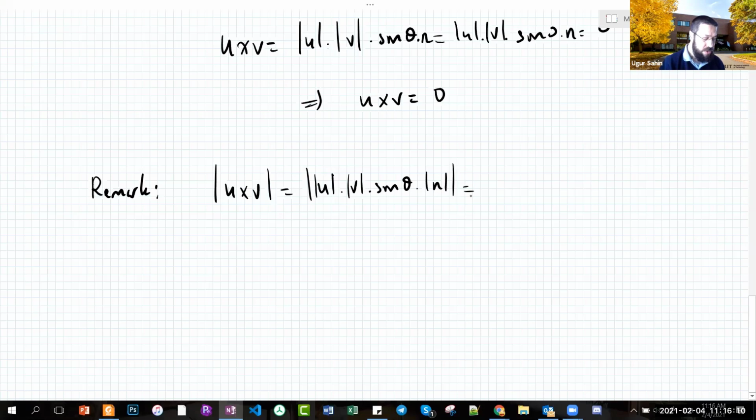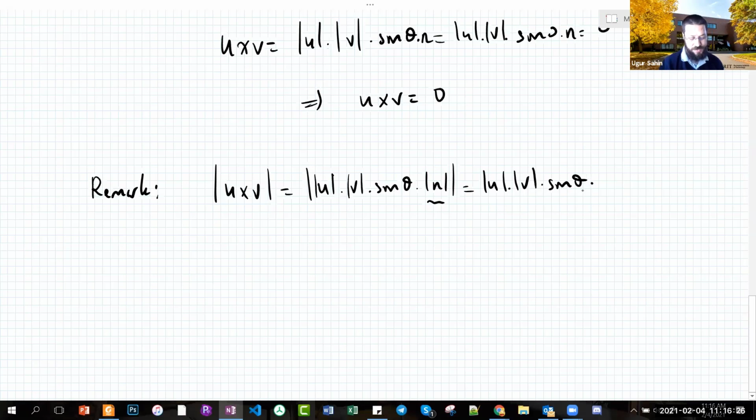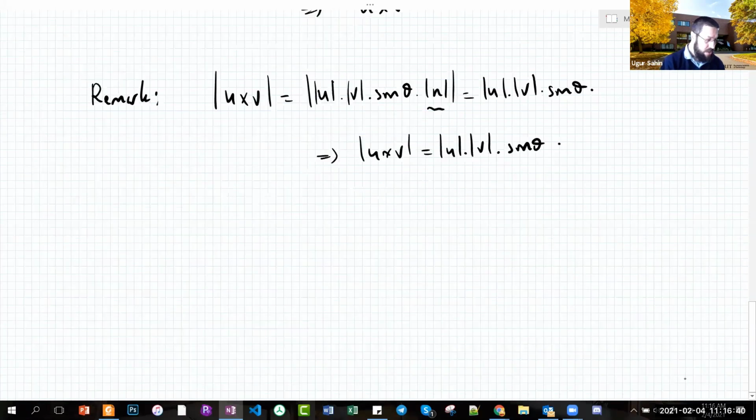The only thing we can predict here is the length of the n. What is the length of the n, guys? 1, since we said that that should be a unit vector. So the magnitude of the cross product of u and v is equal to the length of u times the length of v times sine theta. Now, another example, guys. I want you to calculate all these.